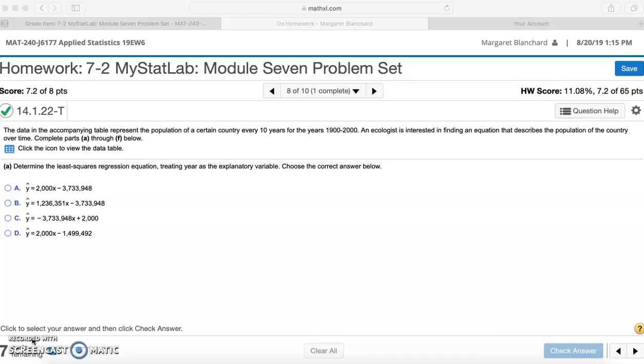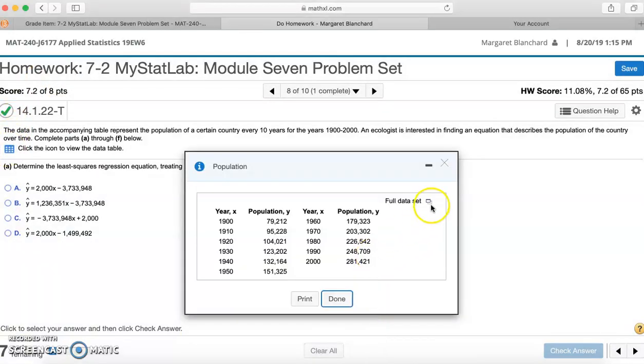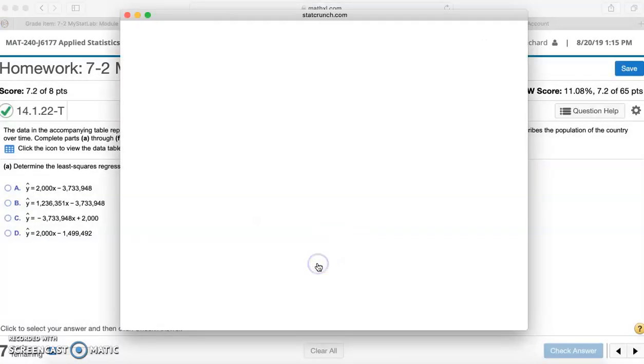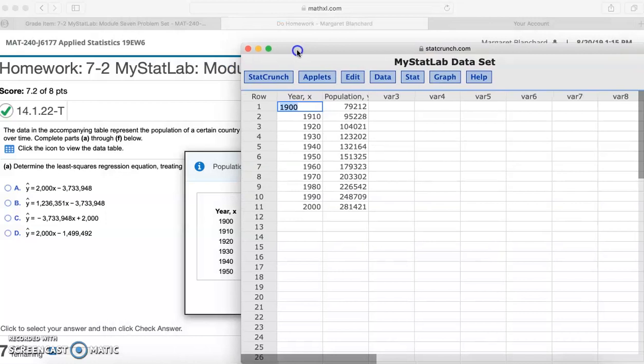Let's look at part A. Determine the least squares regression equation treating year as the explanatory variable. Choose the correct answer below. All right, let's go ahead and open our data set, and then let's go ahead and open it in StatCrunch and turn off that pop-up blocker.